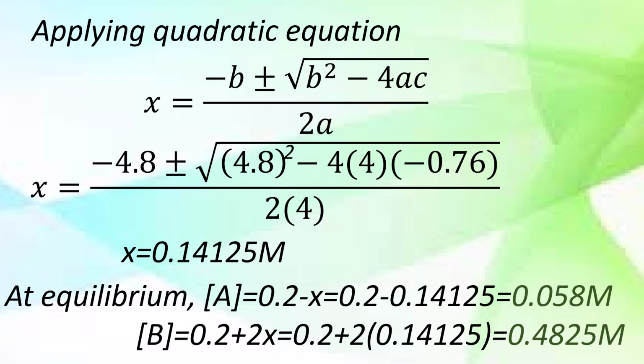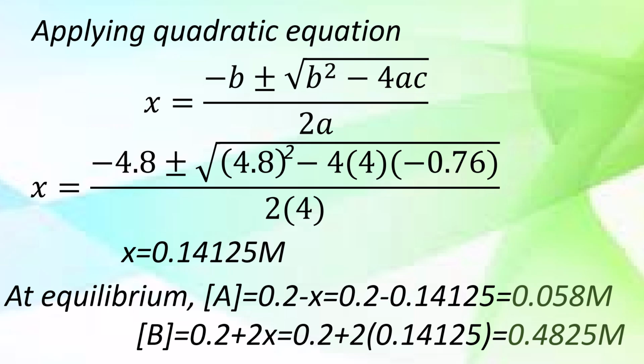After solving, two values appear for x. One is negative, one is positive. We know that x is a positive value that has converted into product. So x is equal to 0.14125 molar.